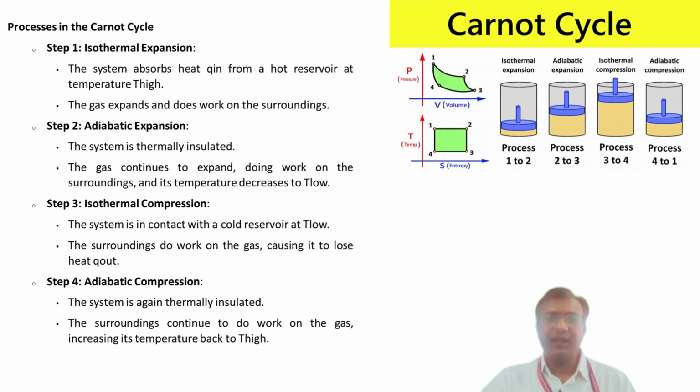Third is the isothermal compression. Now, the system is brought into contact with a cold reservoir at a temperature T low. The gas is compressed by the surroundings doing work on it. As the gas is compressed, it loses heat to the cold reservoir, and this heat is denoted by Q out. Again, this process is isothermal, so the temperature remains low and constant, that is T low.